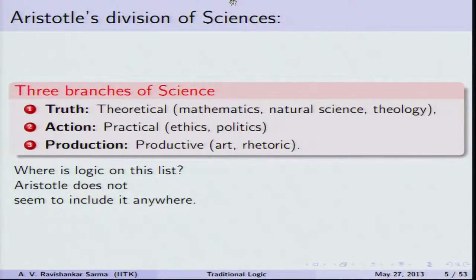Now these are some of the branches of science. As you see clearly here, you will not see logic anywhere in this list. So where is logic? Aristotle doesn't seem to have included it anywhere, because he is of the view that it is there everywhere. It might be in the first, second, even the third, because it can be used as a tool in mathematics, natural sciences, ethics, and even in art and rhetoric.